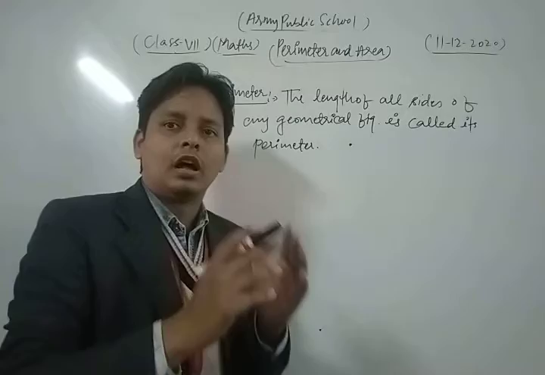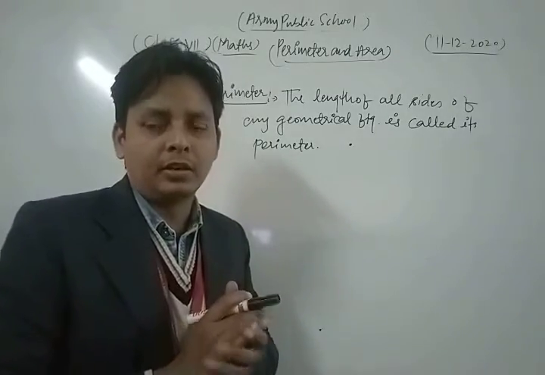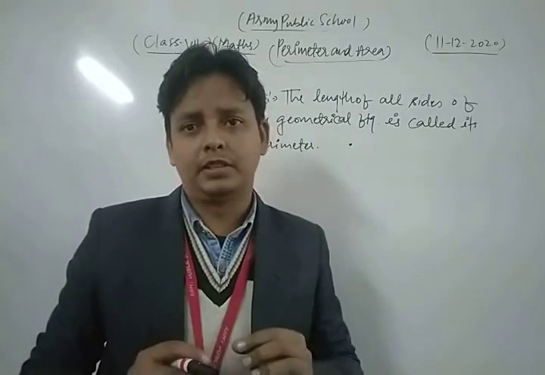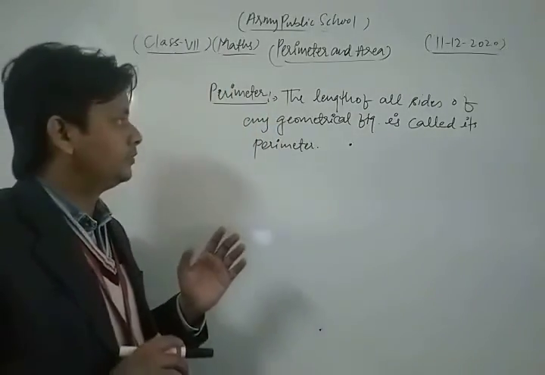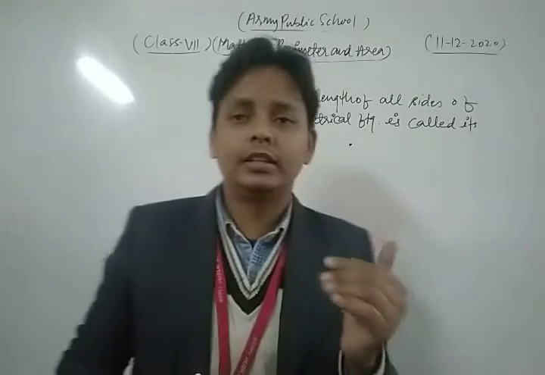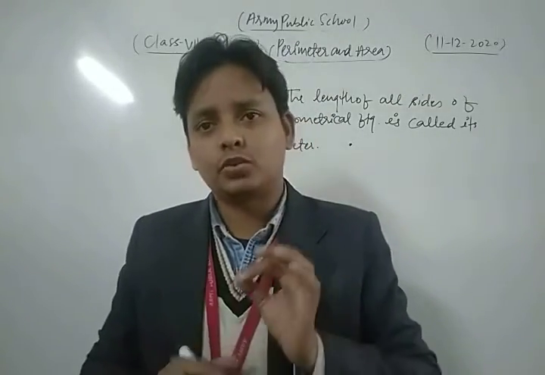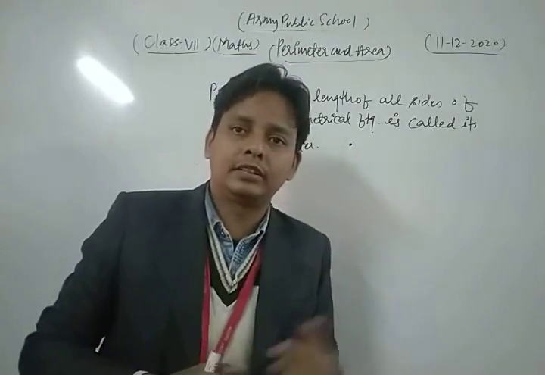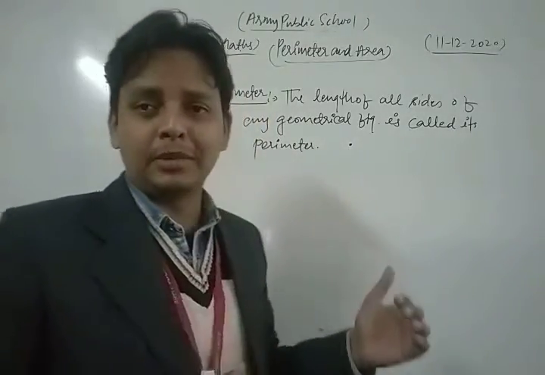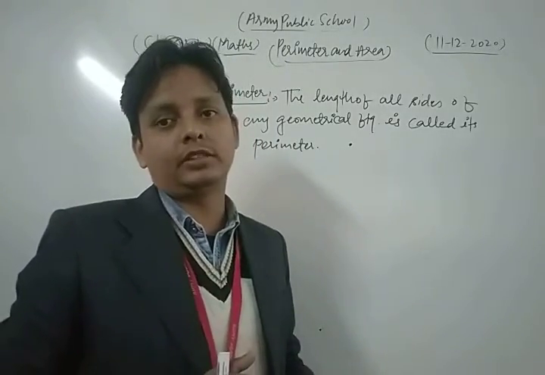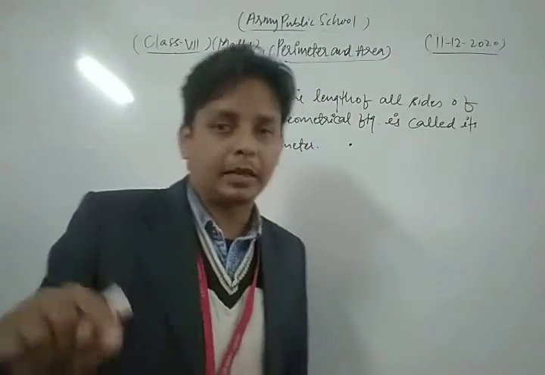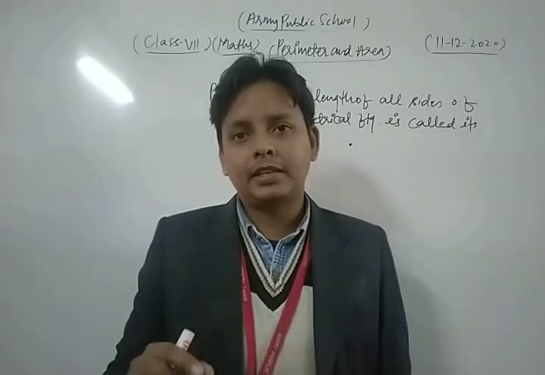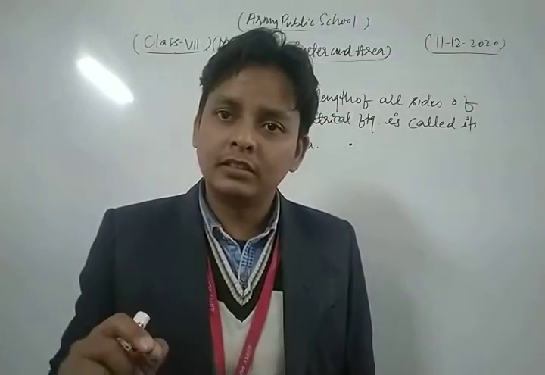The sum of all sides of any geometrical figure is known as perimeter. And dear students, the perimeter is always in unit only. If the length of the sides of any geometrical figure is in centimeter, then the perimeter is also in centimeter. If it is in meter, then the perimeter is also in meter. Thus, in this way we can say that the perimeter is always measured in unit.